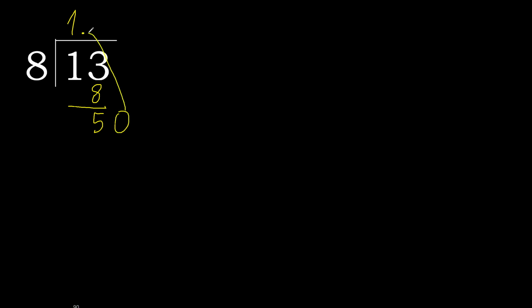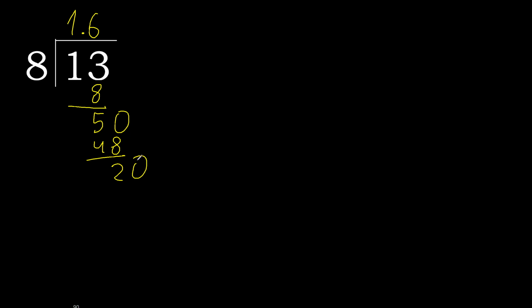Okay, complete the point. 50. 8 multiplied by 7 is 56, which is greater. Multiplied by 6 is 48, which is not greater. Subtract, and the remainder is 2. Next, there is no next digit, therefore complete it. Always complete with 0. Point is here, okay?